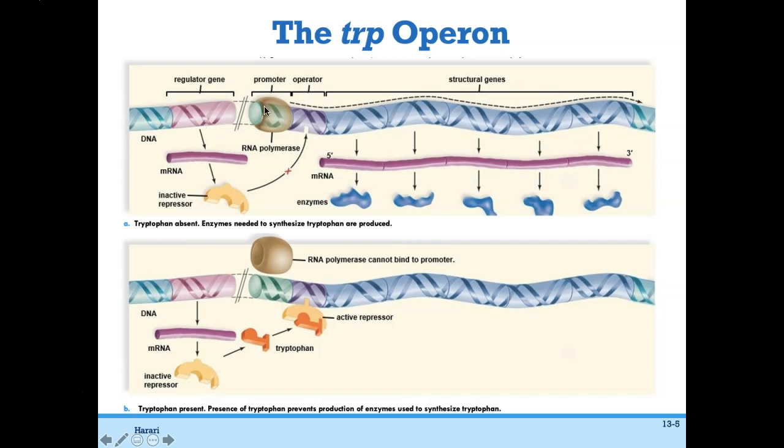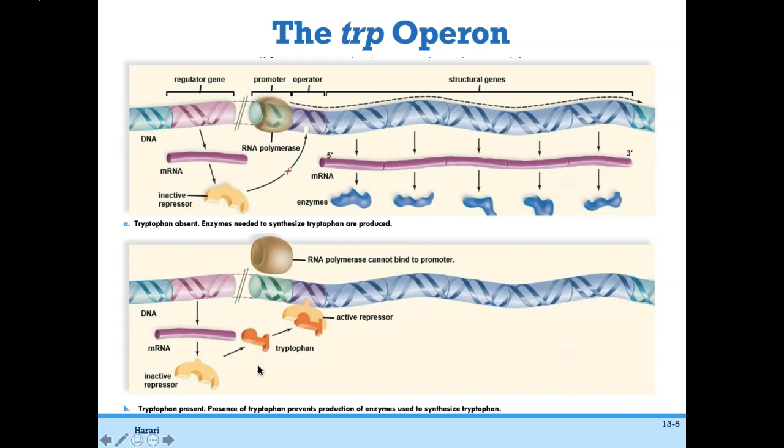So what will normally happen is RNA polymerase, when tryptophan levels are low, will bind to the promoter and will transcribe this unit of genes into mRNA. The mRNA will then find a ribosome, and all these different enzymes will be produced, which can then make tryptophan for the bacteria.